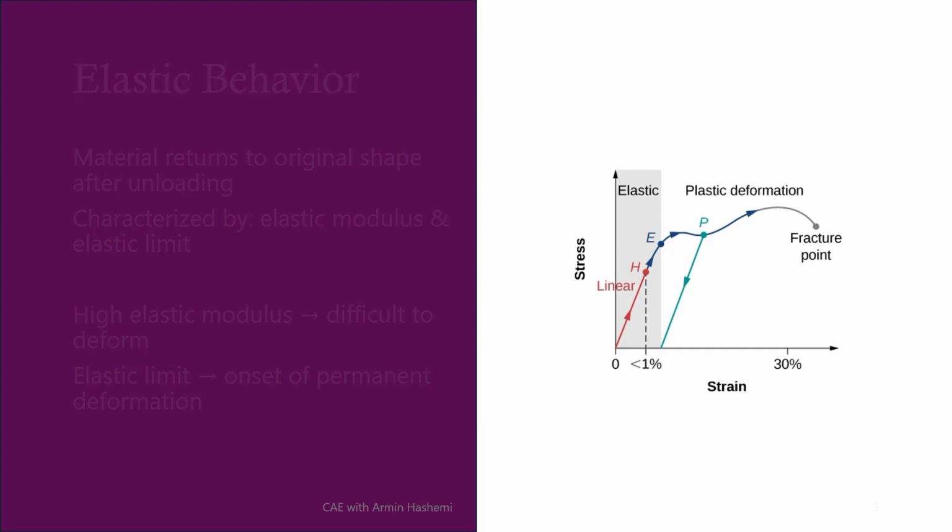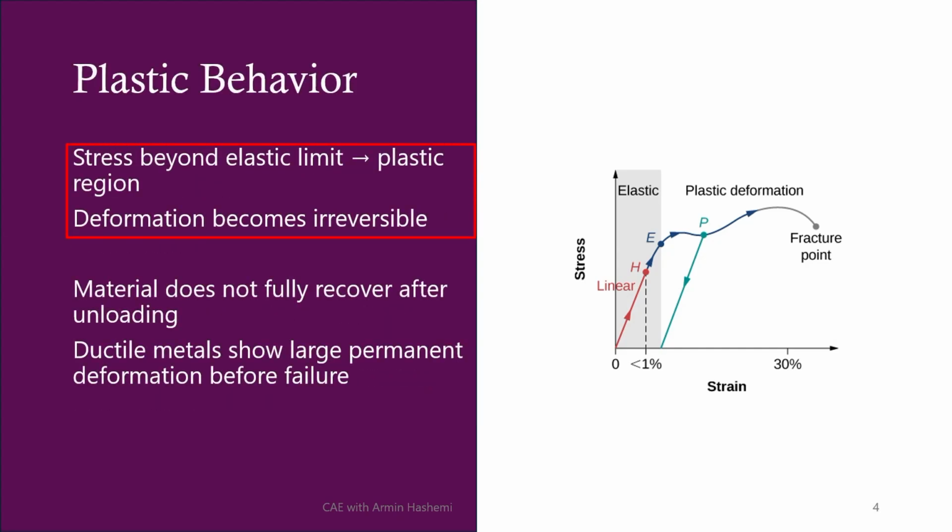occur. When the applied stress exceeds the elastic limit, typically around 1% strain, the material enters the plastic region. In this regime, deformation becomes irreversible, meaning the material does not return to its original shape and size after unloading. For ductile materials such as metals, once the stress exceeds the elastic limit, the stress-strain response changes significantly. The material undergoes progressive permanent deformation as it approaches failure.